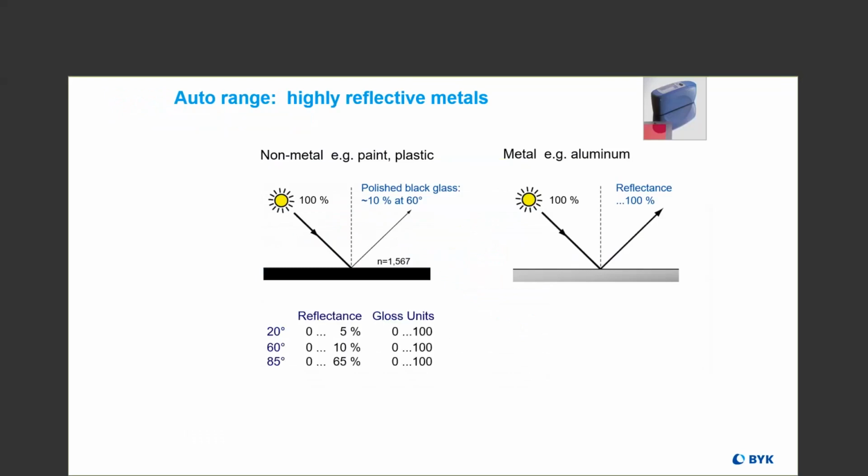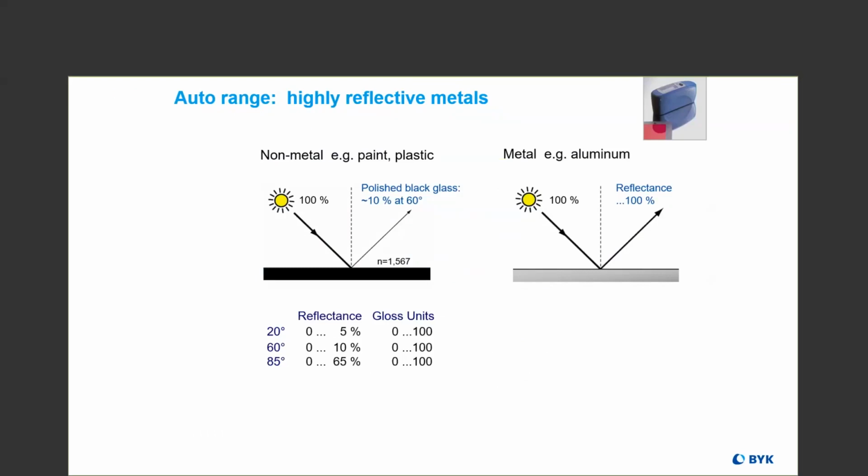Okay, so going back to that gloss unit scale, this scale based on this polished black glass, which measures at 100 gloss units. In most materials that we deal with, paints and plastics that are going to measure at 100 gloss units or less, they're going to max out at about 100 gloss units, maybe a few gloss units higher, but it's really not going to get much higher than that for paints and plastics.